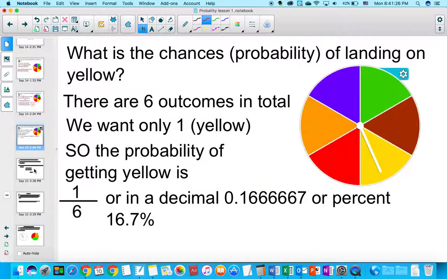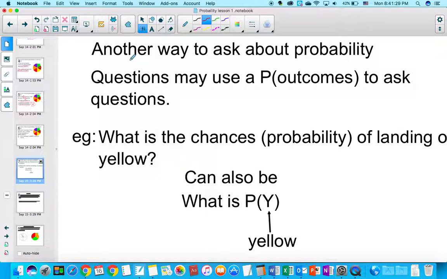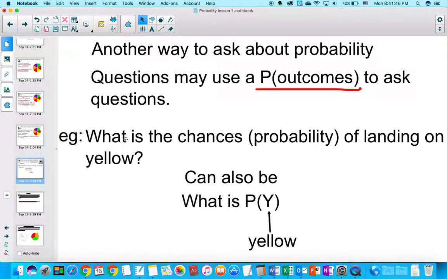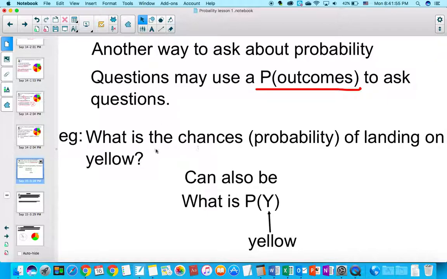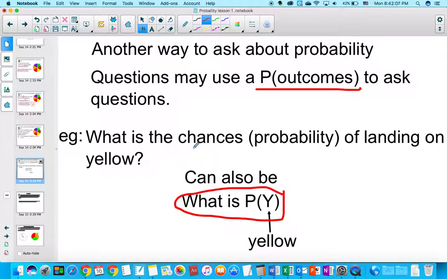So another way to ask a probability question is to use P and the outcome. What this means is P stands for probability, bracket, the outcome you're looking for, and then ask that question. So in our first example, the question was, what is the chance or probability of landing on yellow, just like in our wheel here, right? Well, instead of writing this long sentence, we could just say P of Y, P of yellow, right? What is P of yellow? It's so much shorter than that big long sentence.